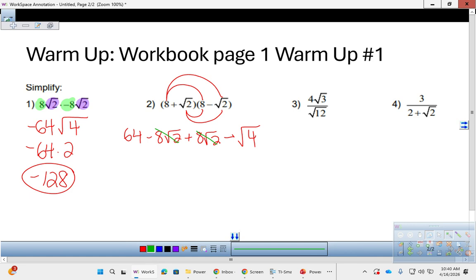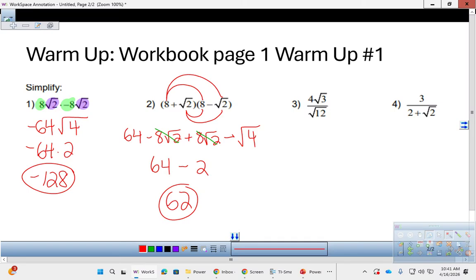With conjugates, when you have something like this, the middle term will always become 0. So from here, this becomes 64 minus root 4, but that's minus 2, because the square root of 4 is just 2. And so the answer to this is just 62. You're doing FOIL, and so even without knowing what a conjugate was, you should be able to FOIL that out and end up there at 62.